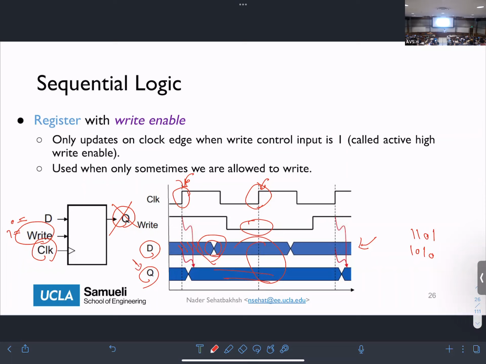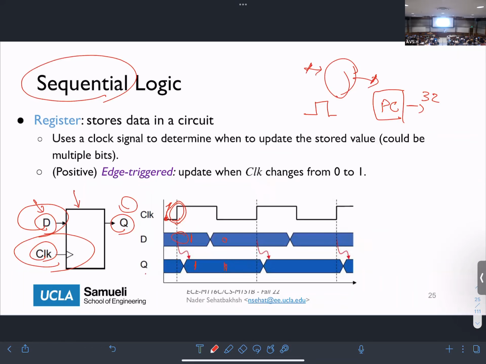You can see that this is not transparent, right? So it's not like whenever I change D, the Q quickly changes. The change in Q depends on the clock and write enable in this case. And if you go back, the value of Q only depends on the clock. So you only see the change in Q after there is a positive edge of the clock.